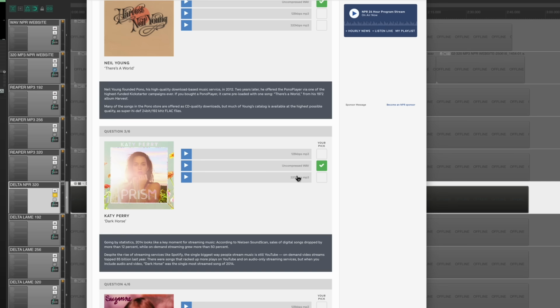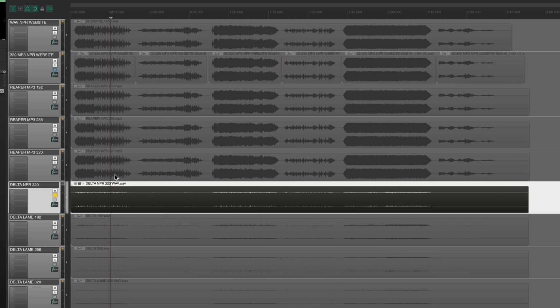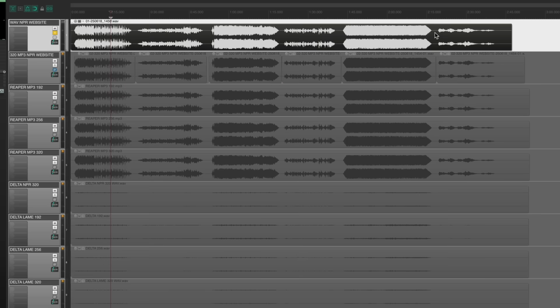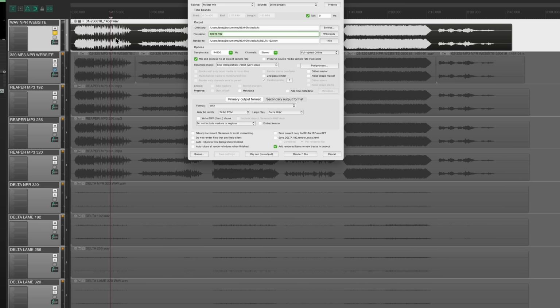So whatever the difference is between the uncompressed WAV and the 320 that we're hearing, that is this delta here. That is the difference. I've taken the uncompressed WAV files and bounced them out in Reaper just in a normal way. Here, you can just select MP3, constant bitrate, 320, and I bounced it out in Reaper as 320. But I also bounced it out as 256 and 192.